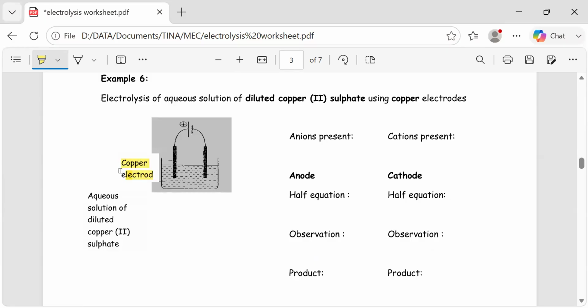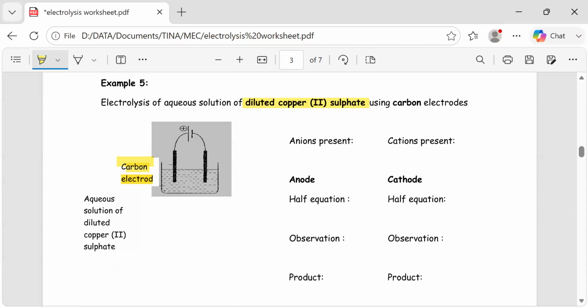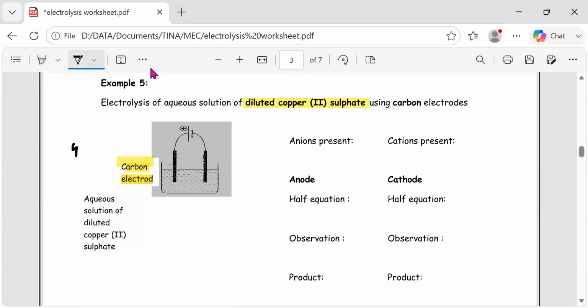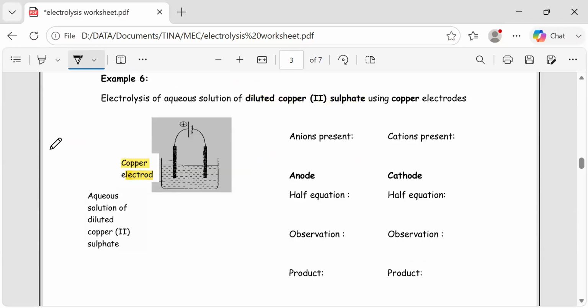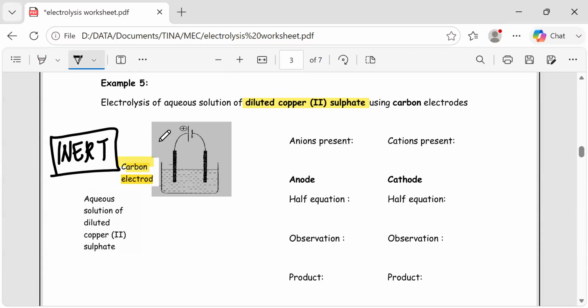Example 6 you can do later, but I want you to do example 5 so that we can compare using inert. This one is using an inert electrode as compared to a reactive electrode. This one is inert, this one is reactive. I will teach you that in a while. We finish this first. This concept is the same as silver. Please do this.